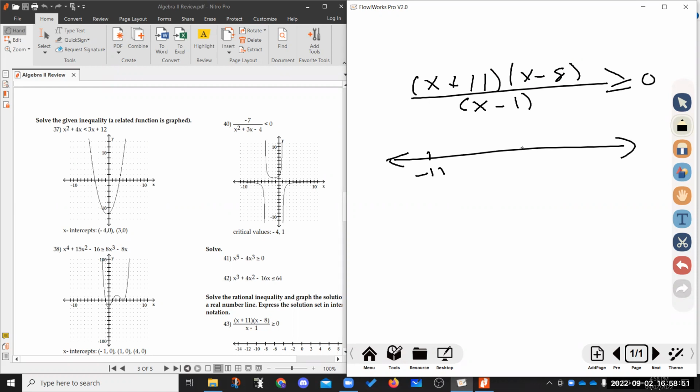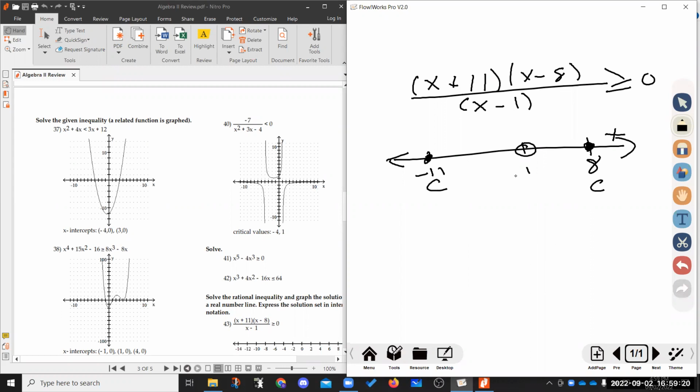So we have -11, +1, +8. 1 has to be not included because I can't divide by 0. I'm going to be able to include my zeros of -11 and +8. I'll put solid dots there. Over here to the right, I'm going to start with everything positive.